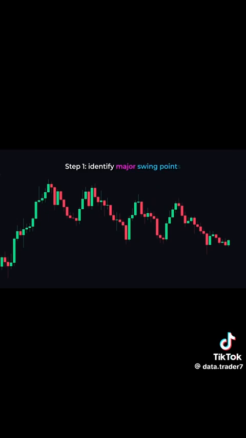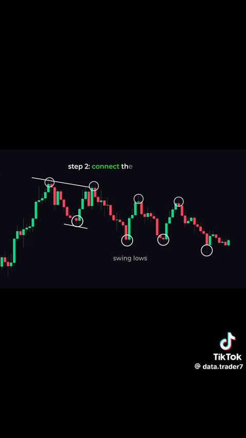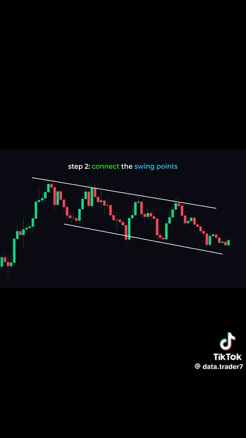Again, the first step is to identify major swing points, and here we can immediately see multiple obvious swing points. We have multiple swing highs here and multiple swing lows here. Next, we simply draw the trend line by connecting these swing points. So, this will be our trend line.